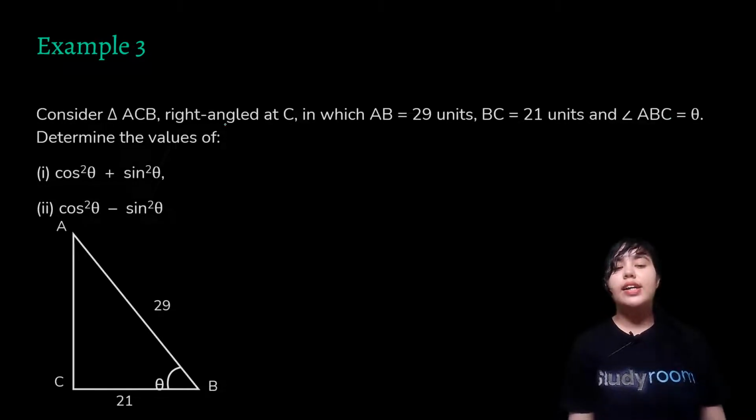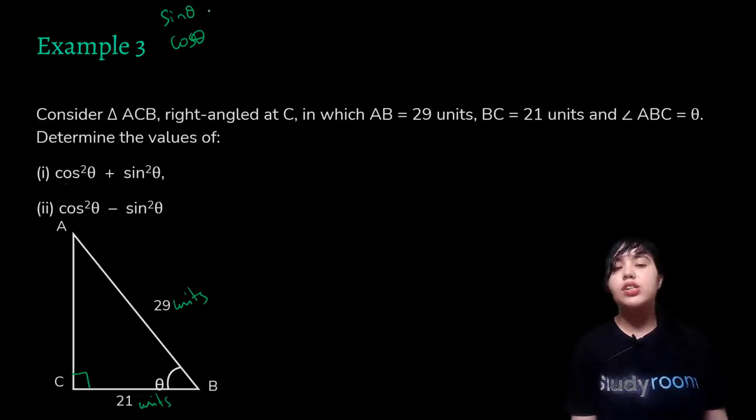Then consider triangle ACB right angled at C, in which AB is 29 units, BC is 21 units, and angle ABC is theta. You have to find out the values of cos square theta plus sin square theta, cos square theta minus sin square theta. So for that you need the values of sin theta and cos theta.